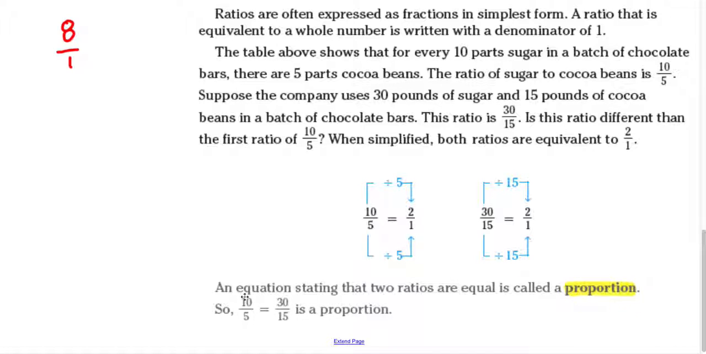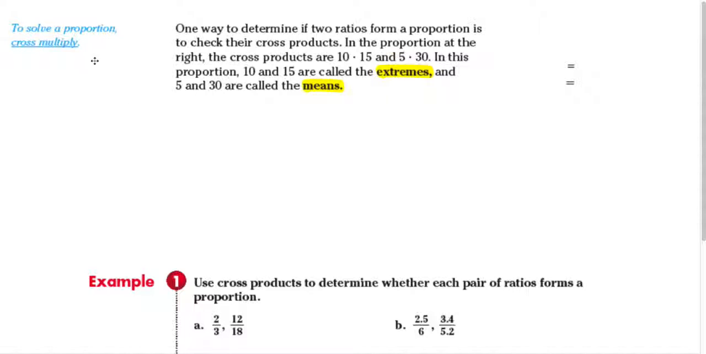An equation stating that two ratios are equal is called a proportion. So 10 over 5 is equal to 30 over 15 is what we call a proportion. Let's see how we determine if two ratios form a proportion. One way is to check their cross products. Let me rewrite the proportion at the right: 10 over 5 equals 30 over 15.